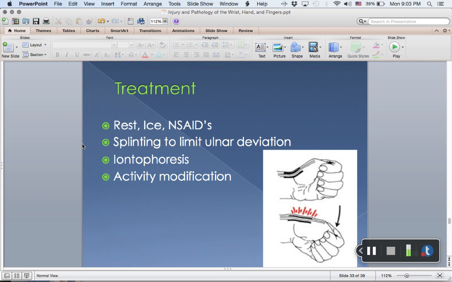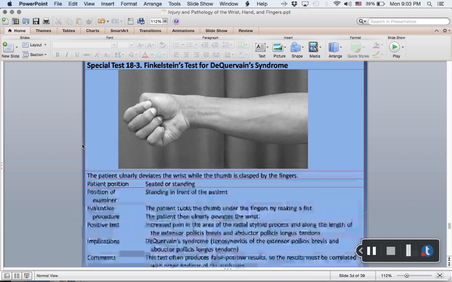Iontophoresis, which is directly putting the steroid into the spot where it hurts most. And again, activity modification is your best bet. Here again is an image of Finkelstein's test for de Quervain's. Fairly easy to do. People can do it on their own. But again, it's going to light them up quite a bit. You can also even feel, maybe they do have a buildup of that sheath and it feels thicker on one hand than another. But overall, you look at their mechanism of injury or what their habits are, and that's one way you can diagnose this.